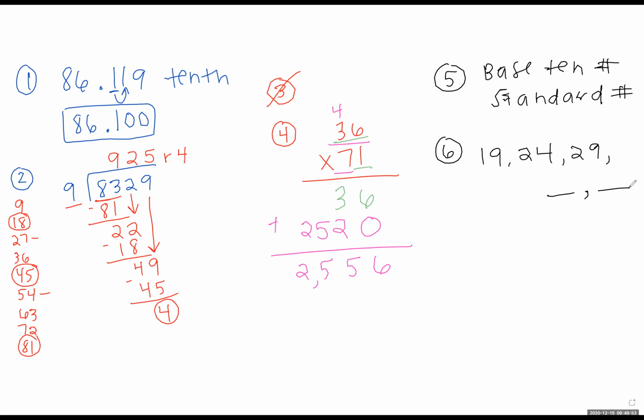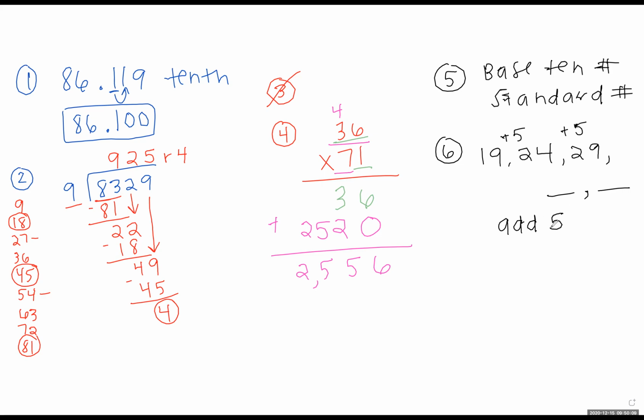I'm going to count in my head. 19, 20, 21, 22, 23, 24. I added 5. So let's see if that works for the next one. 24, 25, 26, 27, 28, 29. That is also add 5. So my rule is add 5.